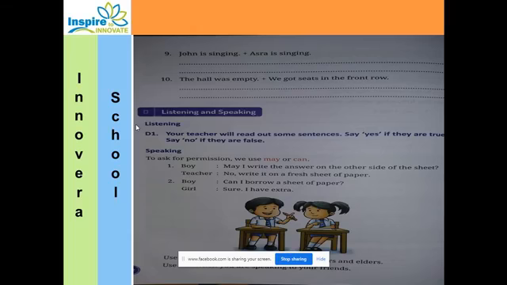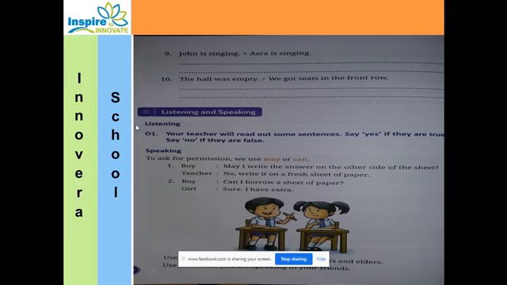So, children, see the next one, listening and speaking. Here you can see what is written. To ask permission, we use may or can. Boy: May I write the answer on the other side of the sheet? So what is the teacher replying? No, write it on a fresh sheet of paper. So what is the boy doing, children? The boy is asking permission from the teacher whether he can write on the same page or a fresh page. The teacher answers no, write it on a fresh sheet of paper.